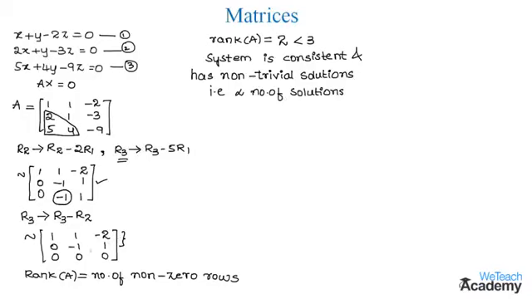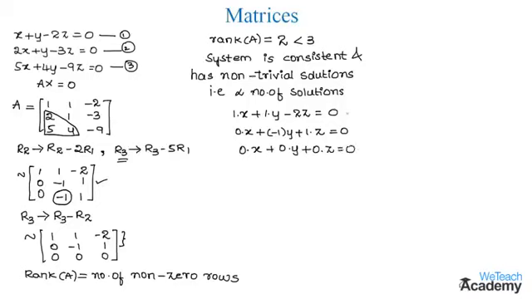So by using this matrix we get the equations 1·x + 1·y - 2·z = 0. And from the second row we get 0·x + (-1)·y + 1·z = 0. And from the last row we get 0·x + 0·y + 0·z = 0. So let us name all these equations as 4, 5 and 6.